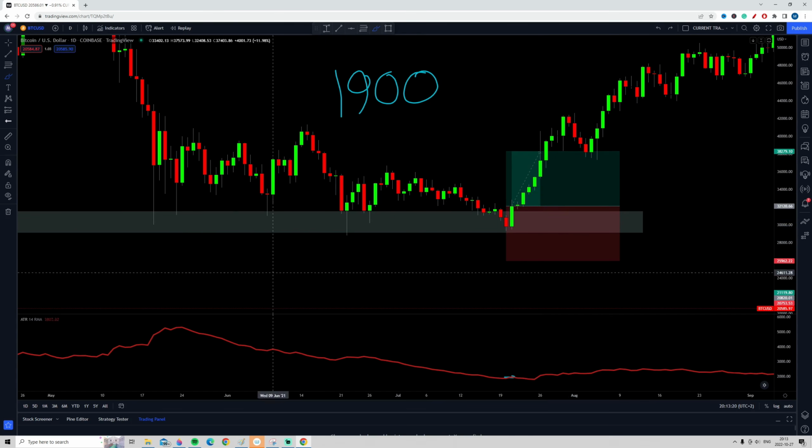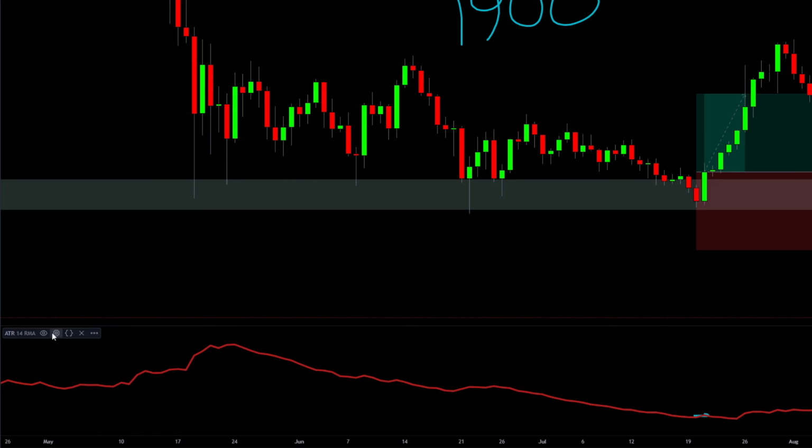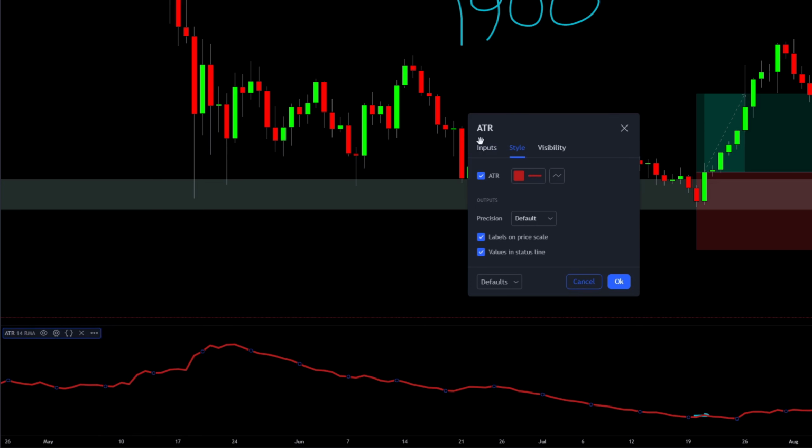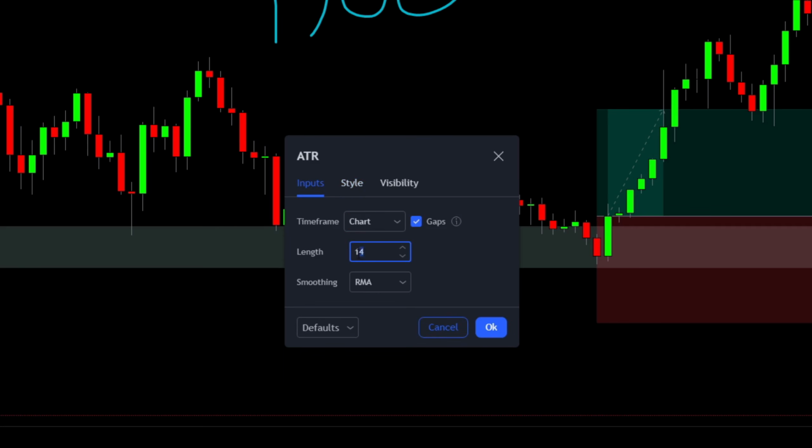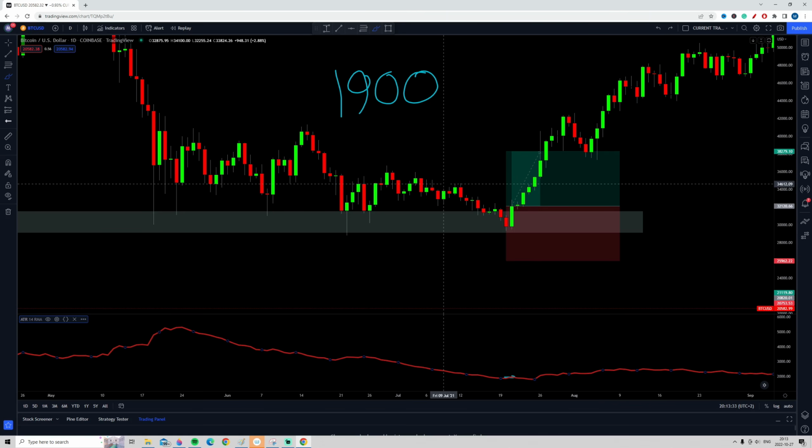And if you wonder how you calculate the average, you can go here to the settings tab for the ATR, and you can see that this one is based on 14 days. So 1,900 is the average for the last 14 days.